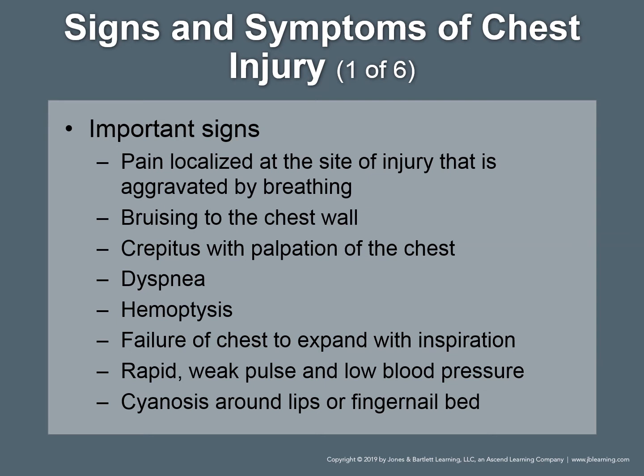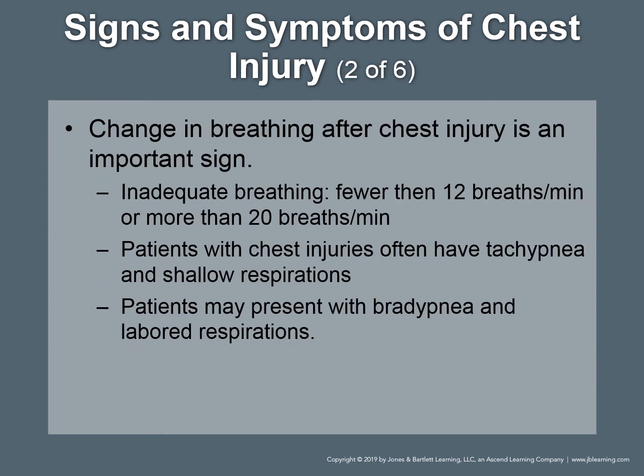Dyspnea, that's difficulty breathing. Hemoptysis, that's the spitting up of blood. Failure of the chest to expand with inspiration, or seesaw breathing. One side may expand, one side may not expand. Rapid weak pulse and low blood pressure. That gives you a high index of suspicion that you're losing a lot of blood in your chest cavity. And cyanosis, first place you'll see it is around your lips and your nail beds, the palms of your hands. You start seeing cyanosis, you start thinking of a compromised chest, compromised respirations.